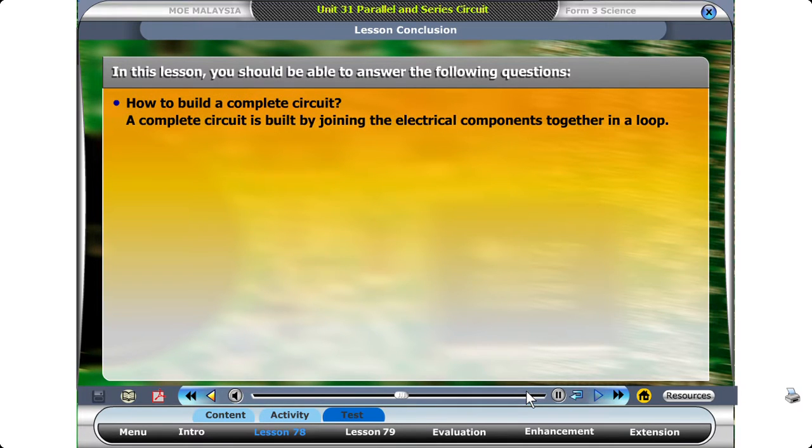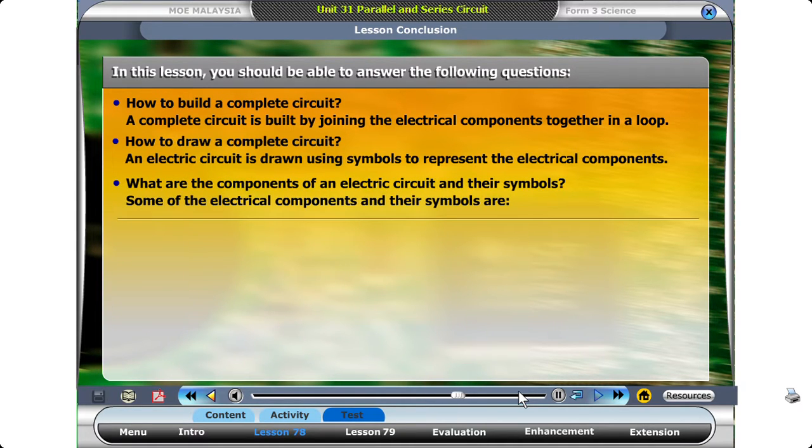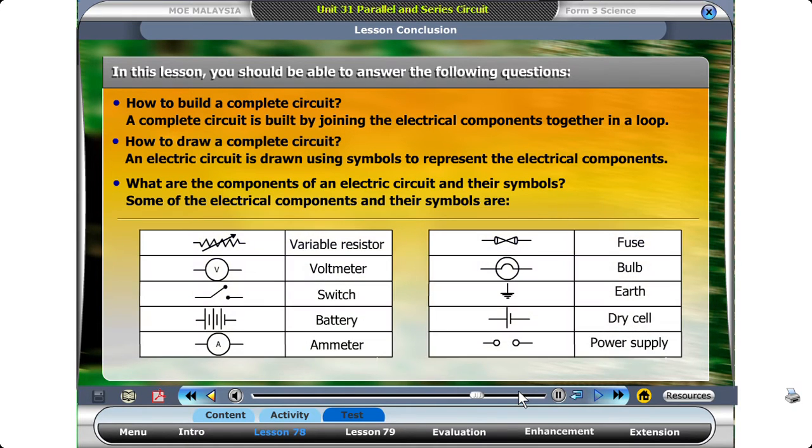A complete circuit is built by joining the electrical components together in a loop. An electrical circuit is drawn using symbols to represent the electrical components. Some of the electrical components and their symbols are variable resistor, voltmeter, switch, battery, ammeter, fuse, light bulb, earth, cell, power supply.